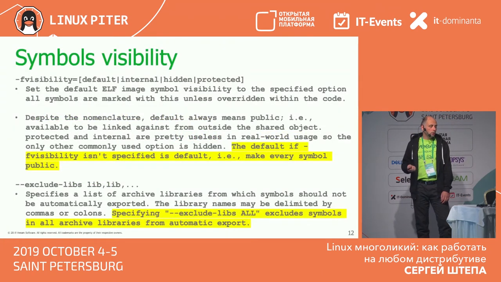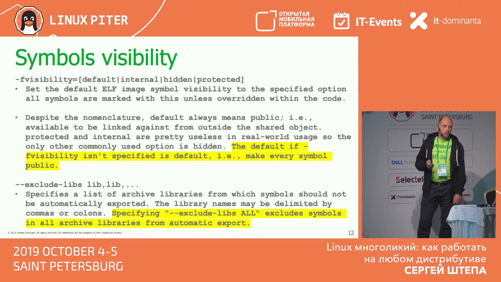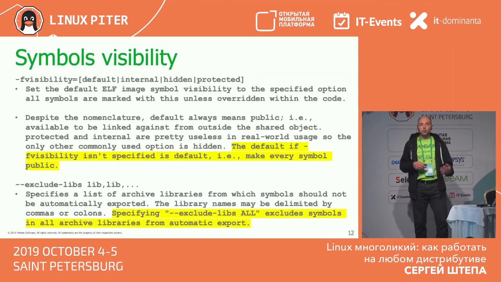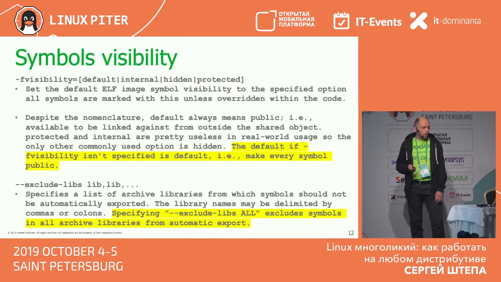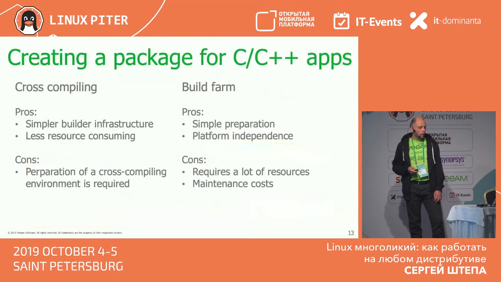Symbols visibility can be controlled, and the keys make it possible to hide the symbols from the static libraries and binary files. The visibility hidden flag shows the compiler that by default all the symbols are not exported, and exported symbols are shown explicitly. Not to export symbols from static libraries.